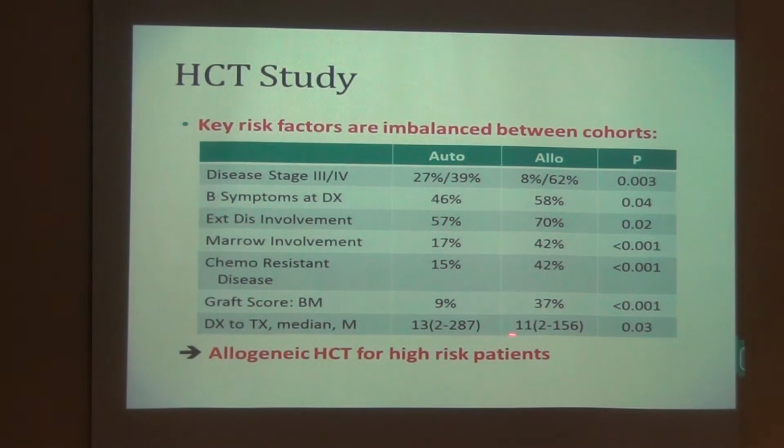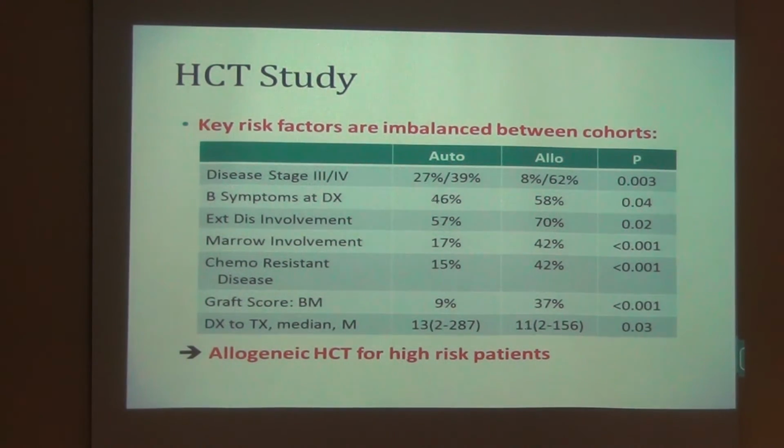You can see that allogeneic uses bone marrow, while more than 90% of autologous transplants use peripheral blood. The other important factor here that is significant is the time from diagnosis to transplant. So from this short table, we can see that allogeneic transplant is used for high-risk patients. If we don't make any adjustment, the autologous effect will be overestimated, if anything.